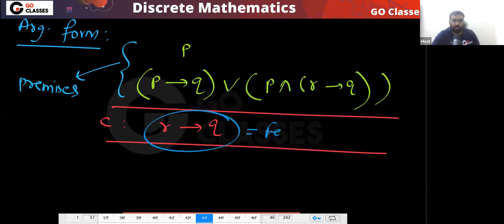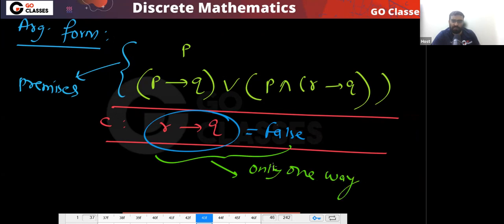So how many ways are there to make the conclusion false? You tell me. If you are making the conclusion false, how many ways? Only one way. There is only one way. What is that? That R is true, Q is false. Okay. Is this clear? R will be true, Q will be false.